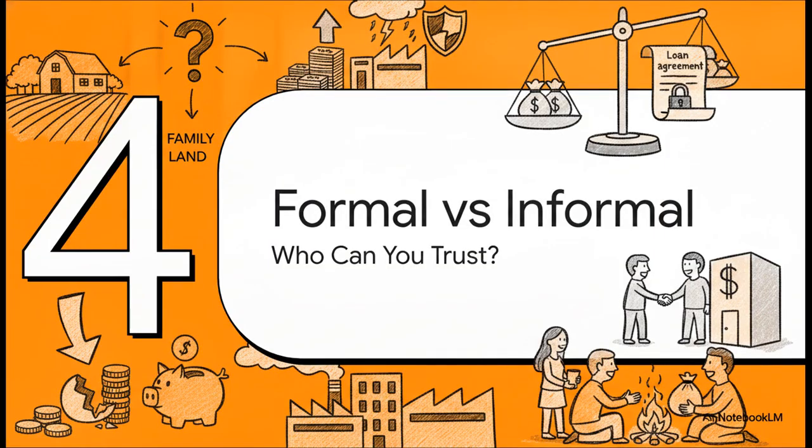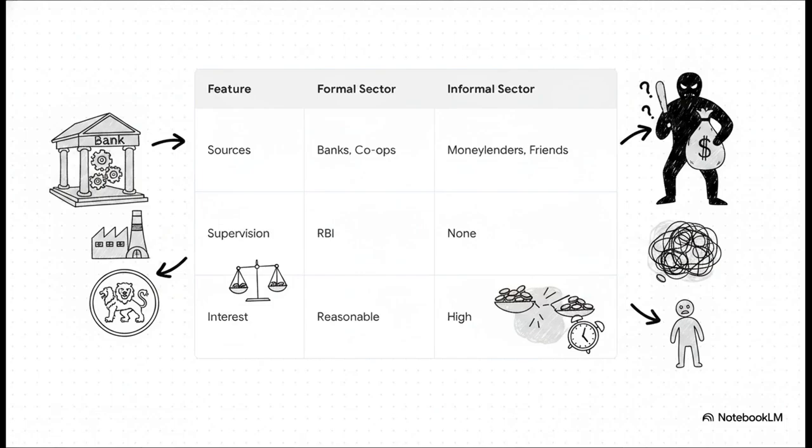Part 4. Formal versus informal lenders. Who can you trust? Because borrowing money carries such massive risks, literally the difference between expanding a business and losing your family's land, where the money comes from matters immensely. Look at this breakdown. In the formal sector, lenders like banks and cooperatives are strictly supervised by the Reserve Bank of India, ensuring fair practices and reasonable rates.